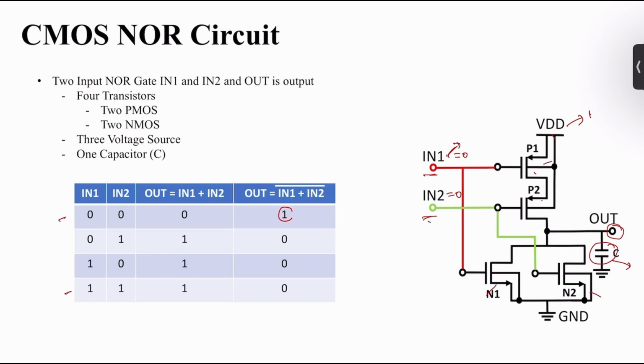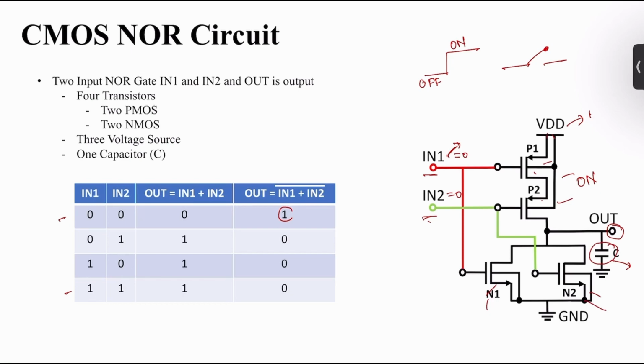If we use NMOS and PMOS in digital circuits, we just consider on and off, like simple switches. So with both inputs 0, P1 and P2 will be on, and the NMOS N1 and N2 will be off. At that time VDD is directly connected to the output.